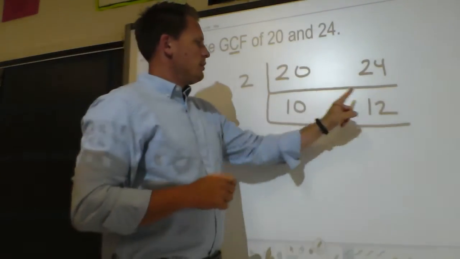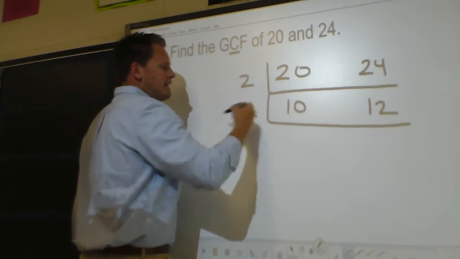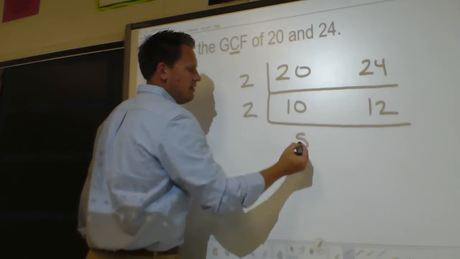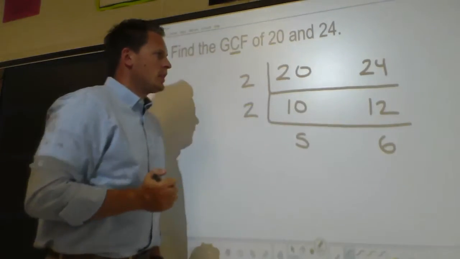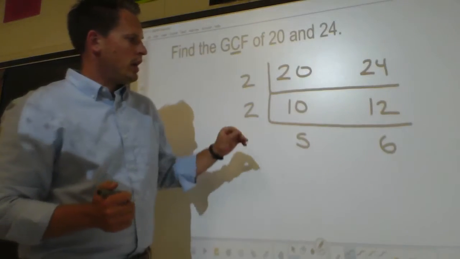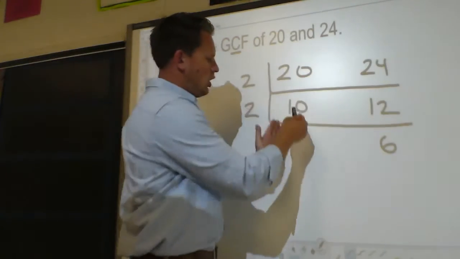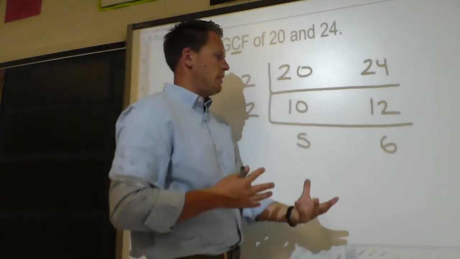Here we go. They're both even. We can pull out another 2. 10 divided by 2 is 5. 12 divided by 2 is 6. Okay, so here we're done. I know in the prime factorization we got all the way down to 1. We're not doing the prime factorization just yet. We're doing the same skill set as the prime factorization.